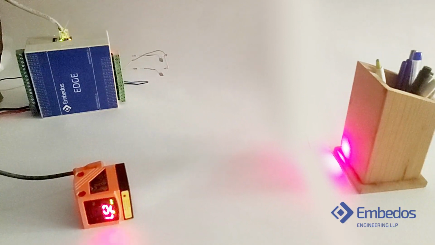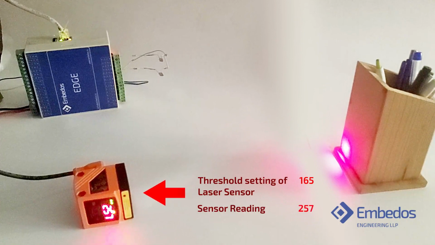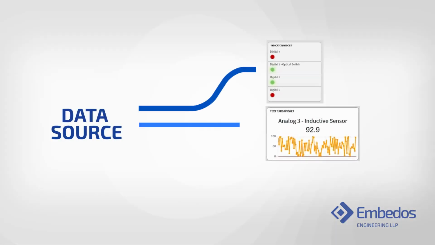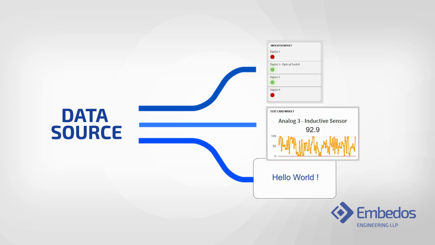This is because channel 5 is connected to the threshold setting of the laser sensor, connected to an analog input channel of the edge controller. If the laser sensor has a reading of more than 165, the LED is programmed to go off. This means that one data source can be showcased, viewed, and visualized in multiple widget forms, as an indicator, or a chart, or just some random text.